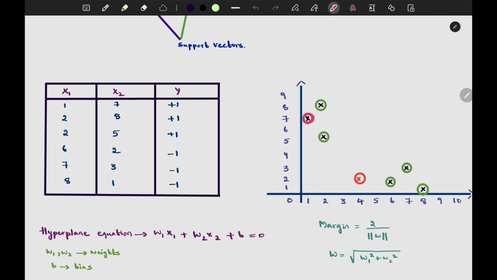So this point is for 1, 7. And the next one is 2, 8, 2 as well as 8. Next one is 2, 5, which is nothing but 2 and 5 here. And next one is 6, 2. You can go here 6 and this one is 2. And 7, 3. So we plotted the point 7 as well as 3 here. And the next one is 8, 1, which is nothing but 8 and here it's 1. So these are the points.